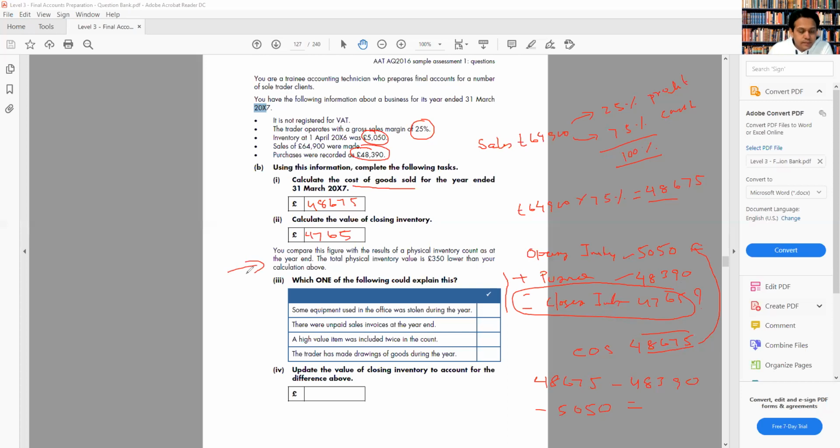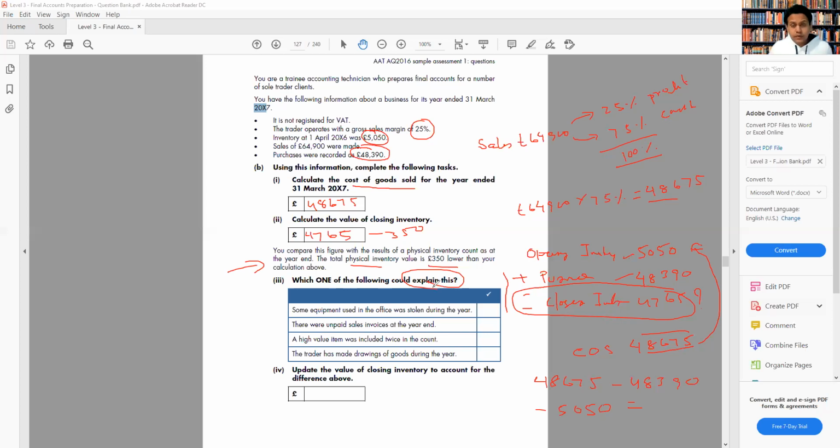All right, the next one we have here says you compare this figure with the result of the physical inventory count at year end. The total physical inventory value is 350 lower than your calculation above. So they are saying when you calculate physically, it is 350 less than here. We calculated the closing inventory 4765, and when I count physically, I found 350 is less. So the question is asking which one of the following could explain this? What is the reason why it is less?